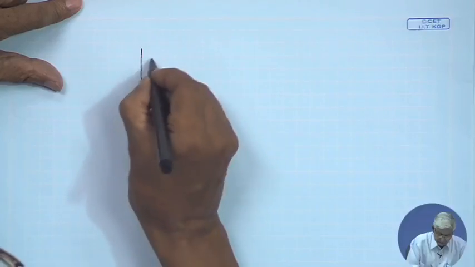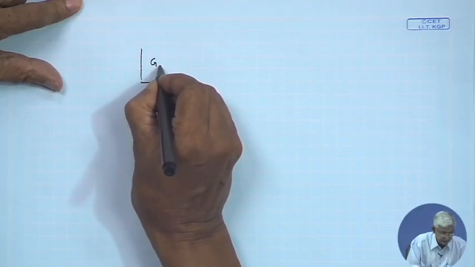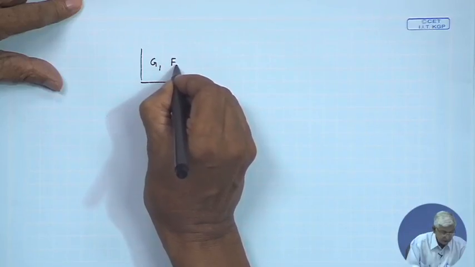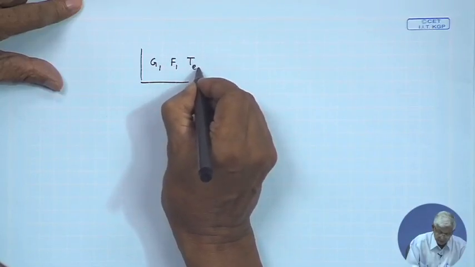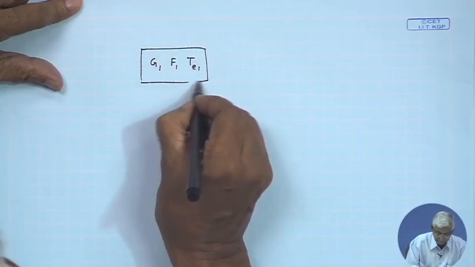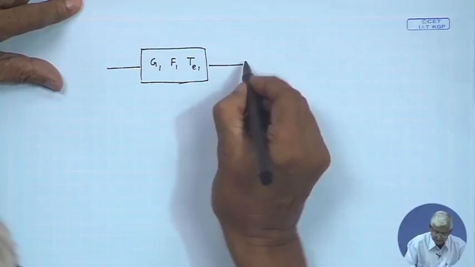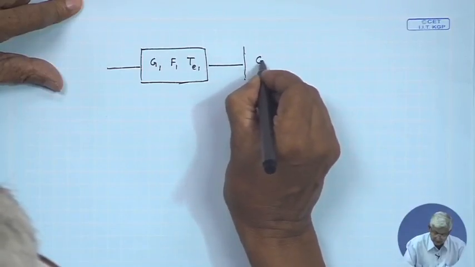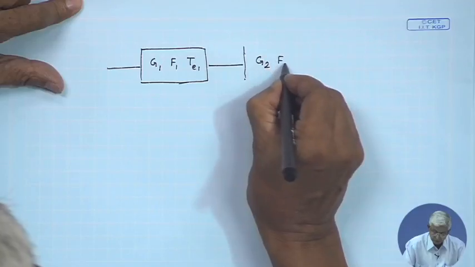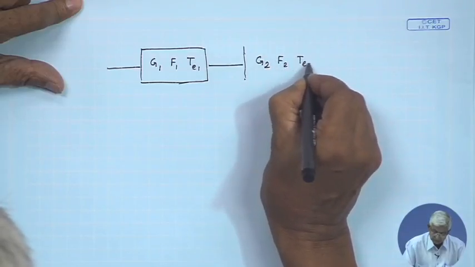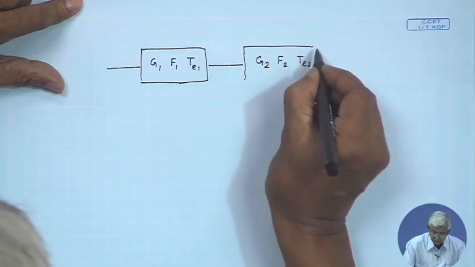So, let us see in the cascaded system totally what should be the system noise temperature that may arise. Let us look at a two-stage cascaded system. Say the first stage has a gain G1, a noise figure F1, and an effective noise temperature TE1, and it is connected to another stage which has a gain G2, noise figure F2, and effective noise temperature TE2.